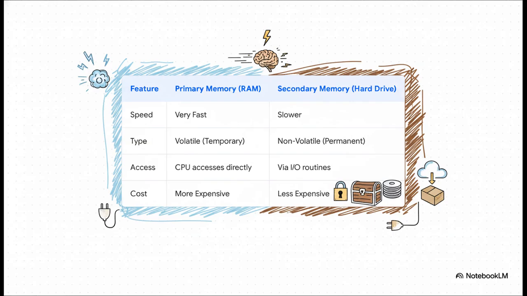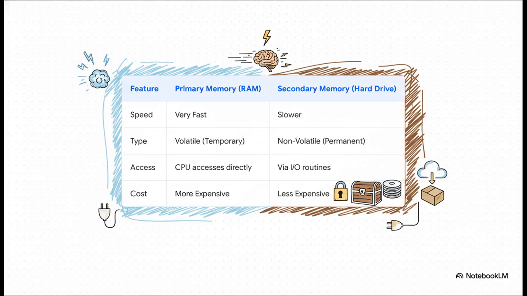When we talk about computer memory, there are really two main types you need to know about. First is primary memory, which you probably know as RAM. Think of RAM as your short-term memory. It's incredibly fast and holds everything you're currently working on. But, and this is a big but, the second you turn off the power, poof, it's all gone.